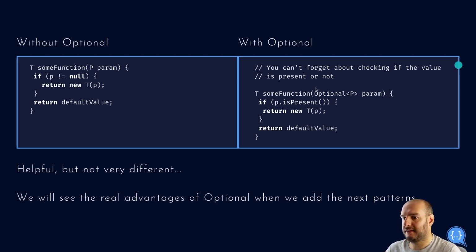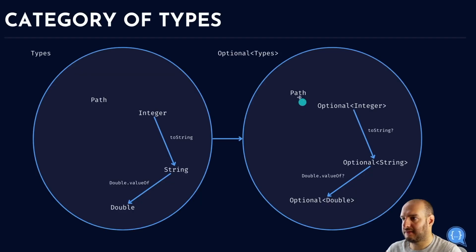What I'm asking here is basically this. Functions are mappings between types, right? For example, we have the integer function to string, and this transforms an integer into a string. We also have the double value of function, which turns a string into a double. And these mappings are basically functions between different types. And this is what is called the category of types. So basically all the types in our language.